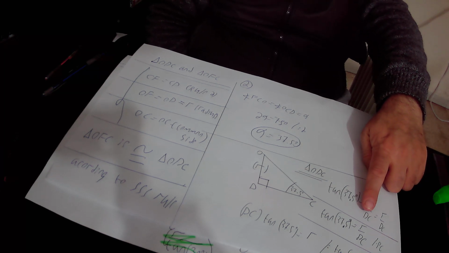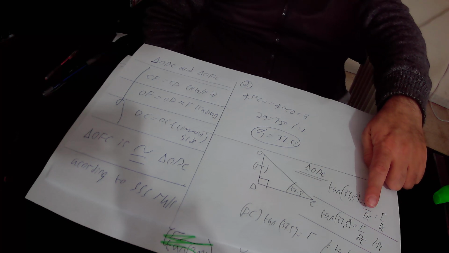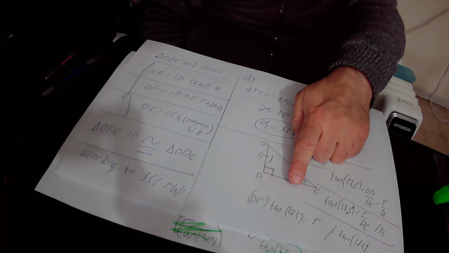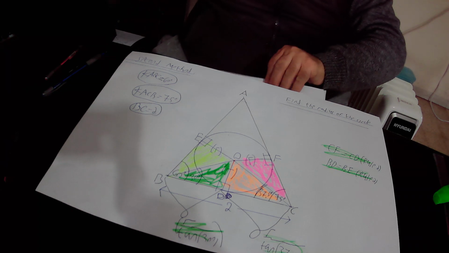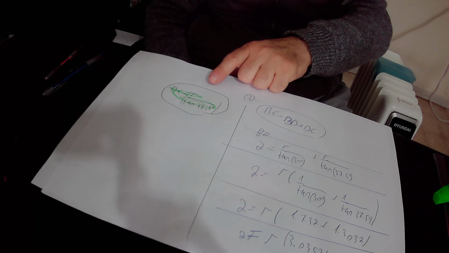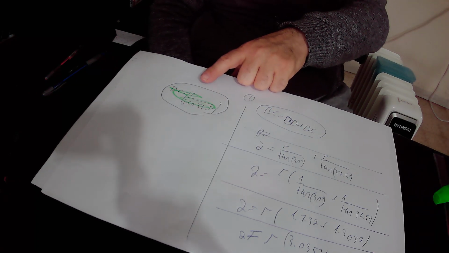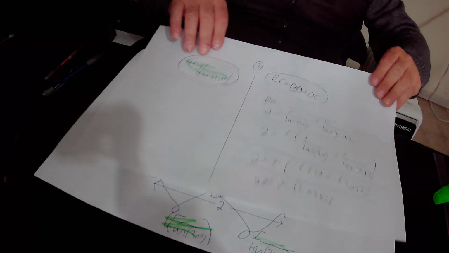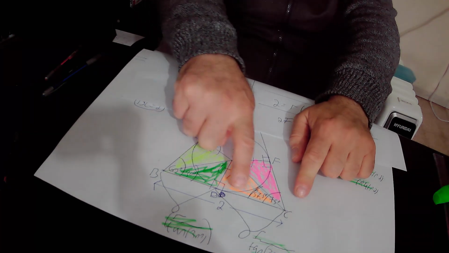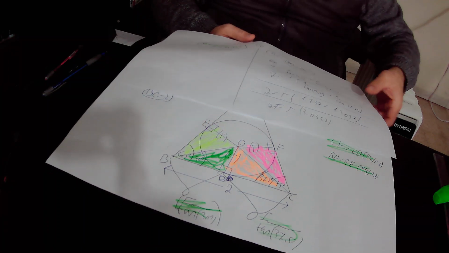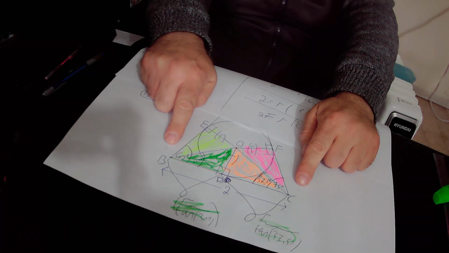Here we multiply this equation by DC and find that DC times tangent 37.5 degrees equals R. Dividing by tangent 37.5 degrees, we find that DC equals R over tangent 37.5 degrees. This is side DC. From the diagram itself, it is very easy to see that BC equals BD plus DC.